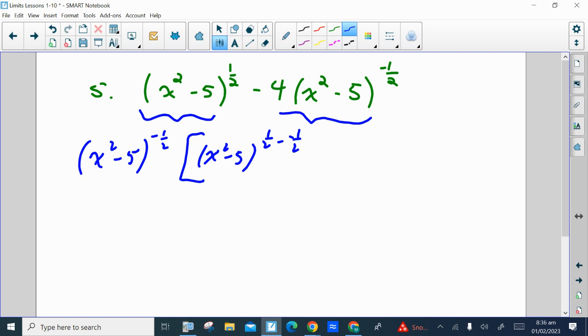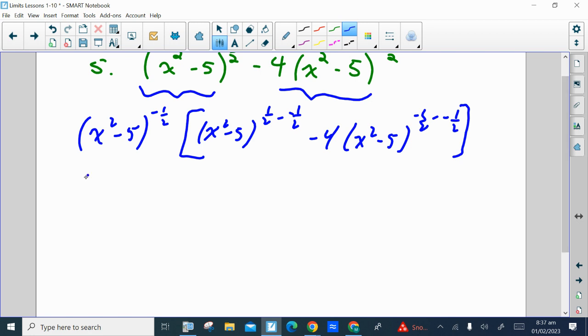Then for the second term, when you divide this full second term by x squared minus 5 to the negative a half, you'll be left with 4, and the x squared minus 5 to the negative a half would cancel, because you're dividing something by itself. The reason they cancel is that when you subtract the exponents, it'll be negative a half, take away negative a half, and the minus minus becomes a plus. So you're going to get x squared minus 5 to the power 0, which is 1, times the negative 4, which gives you negative 4.